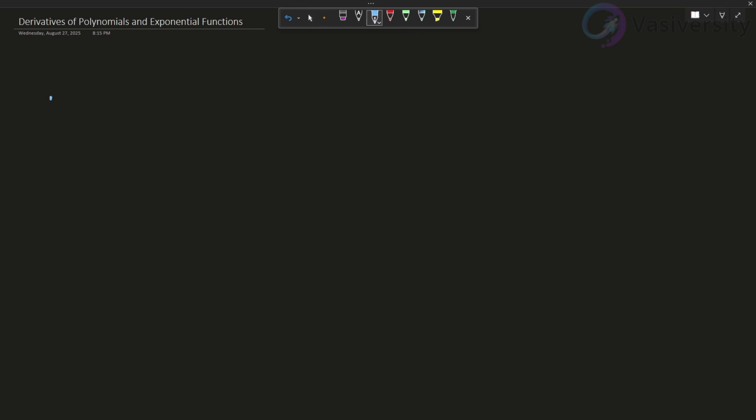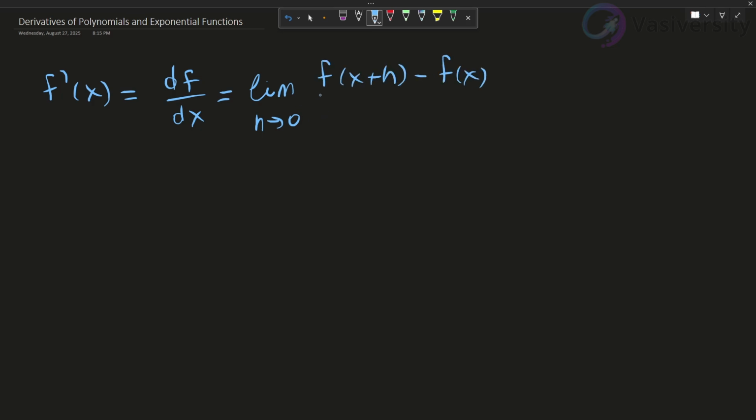So the derivative, f prime of x, or it's the same thing as df/dx, is equal to the limit as h approaches 0 of f of x plus h minus f of x, all over h. All right, so we're going to be using this definition to prove certain formulas for the polynomials and exponentials and some constant functions.